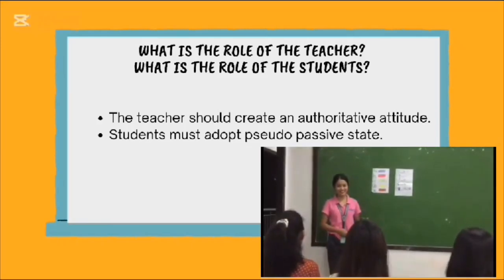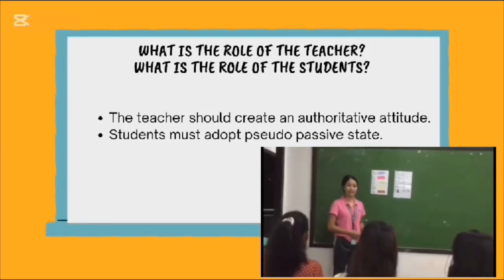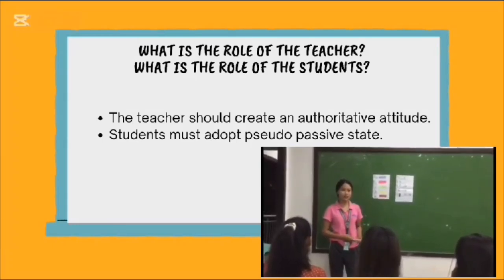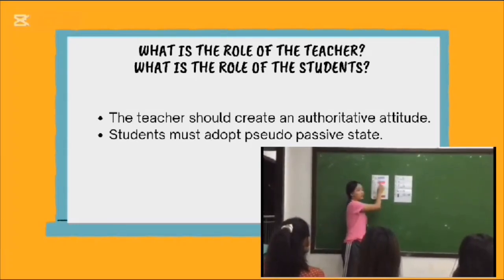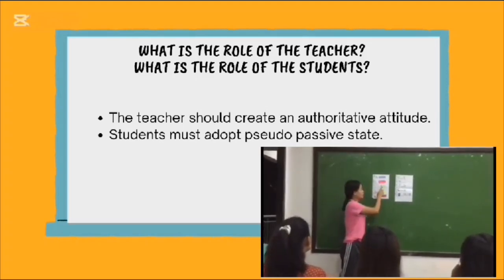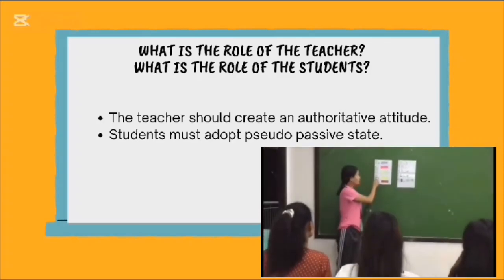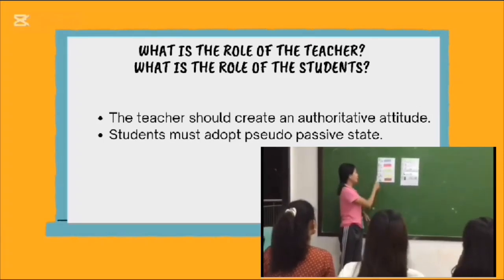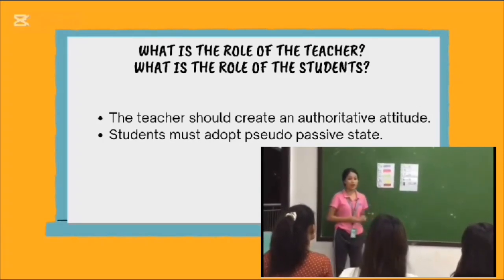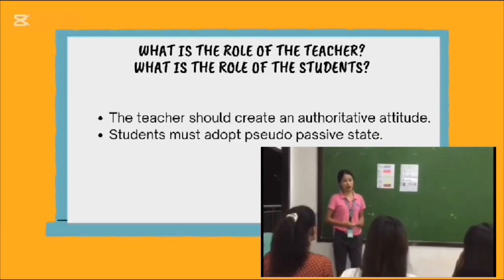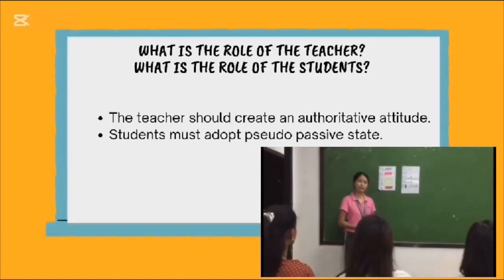So, what is the role of the teacher? What is the role of the students in the Suggestopedia teaching method? The teacher takes an authoritative attitude. They should create a situation in which learners are most suggestible and present the linguistic material in a way to encourage positive retention and reception by the learners. The learner's role is to adopt a pseudo-passive state, so they should absorb what is presented to them.